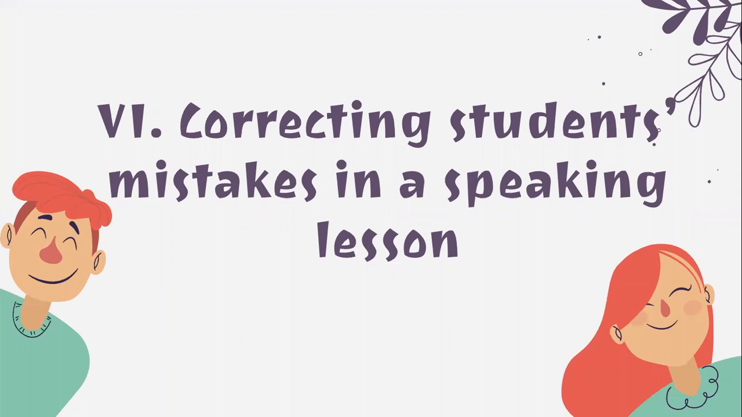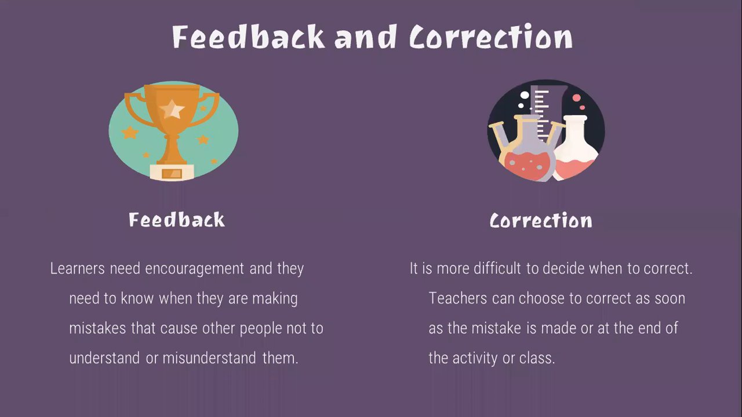So the last part is correcting student mistakes in a speaking lesson. We have feedback and correction. With feedback, learners need encouragement, and they need to know when they are making mistakes that cause other people not to understand or to misunderstand them.